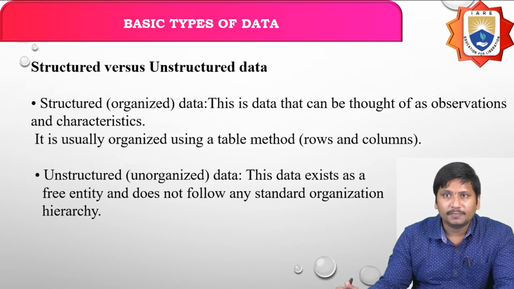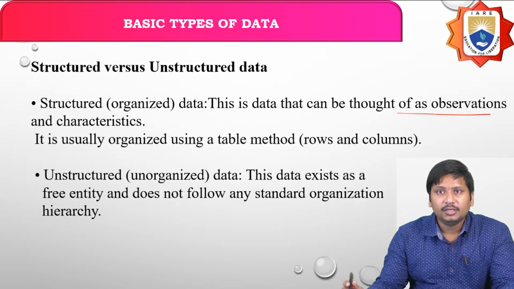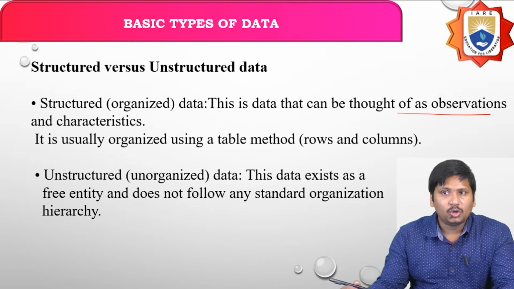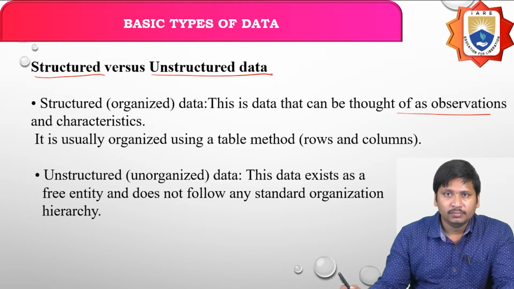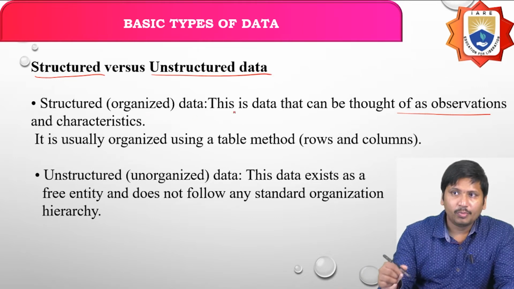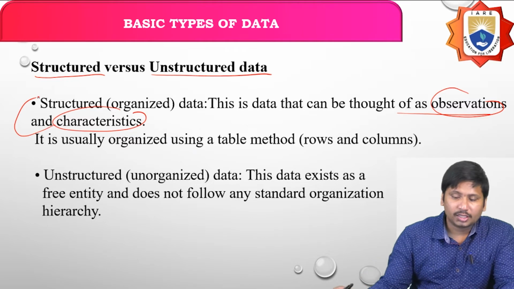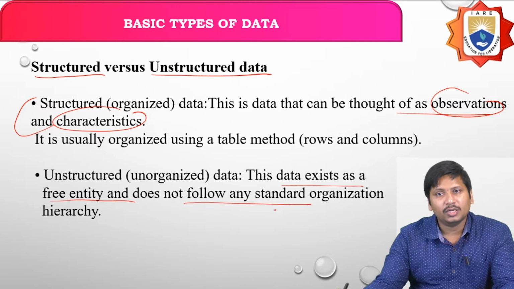Next is structured versus unstructured data. Structured data means it is thought of as observations and then characteristics. Normally this structured data is organized using a table method. Whereas unstructured or unorganized data exists as a free entity and does not allow any standard organization or hierarchy. So if we think of observations and then characteristics, then we go for the structured one.